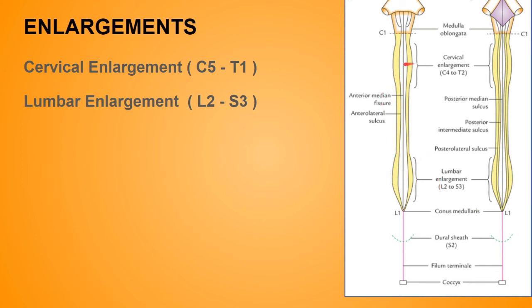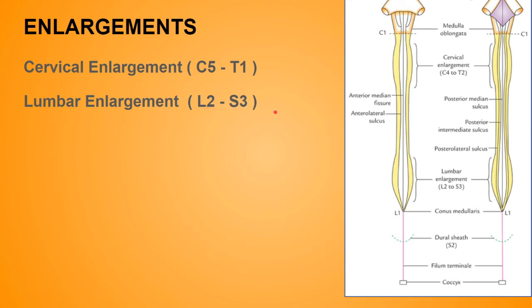So remember, from the cervical enlargement the brachial plexus nerve roots arise, while from the lumbar enlargement the lumbosacral nerve roots arise. And why are they enlarged? Because there is a large amount of motor neurons present here, which supply the musculature of the upper limb here and the lower limb here, because here the brachial plexus is present, which supplies the upper limb, while here there is the lumbosacral plexus, which supplies the lower limb. The cervical enlargement extends from C5 to T1, while the lumbar enlargement extends from L2 to S3.